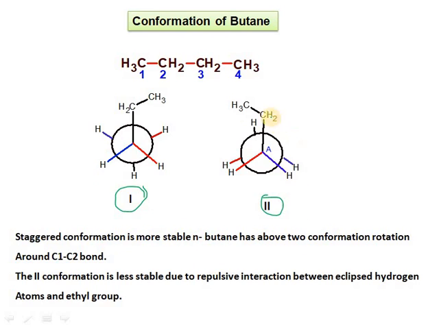N-butane has these two conformations. We rotate along this C1 and C2 bond to produce these two conformations. The second conformation is less stable because of the repulsive force between the two atoms which are near to each other, the ethyl group and these backside protons.